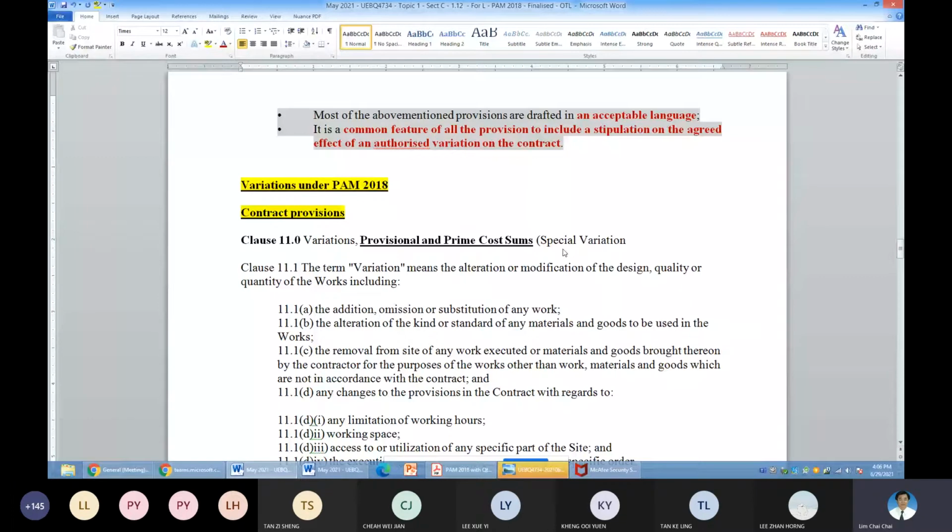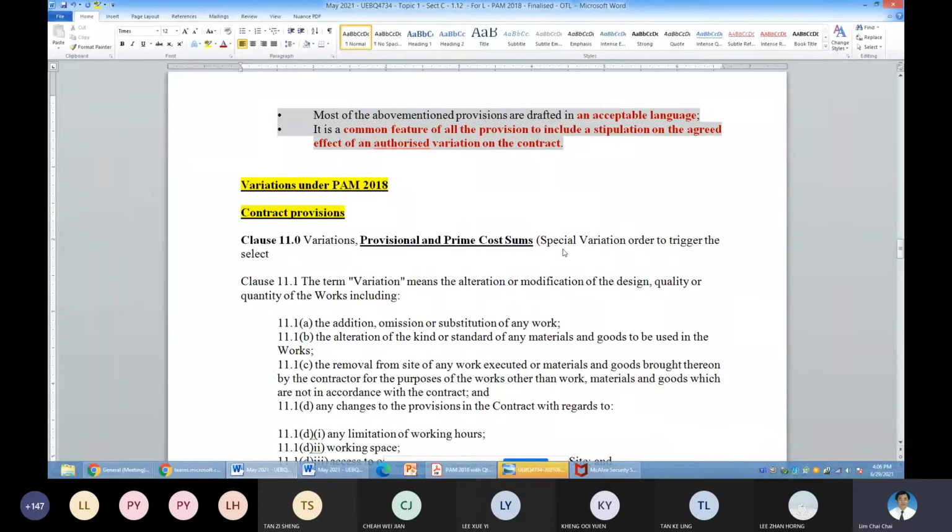to trigger the selection of NSC or NS into the main contractor system. So this is a very important understanding. The allocation of provisional sum and prime cost will trigger the selection of NSCs or NS, the nominated subcontractors or nominated suppliers, into the main contractor system.